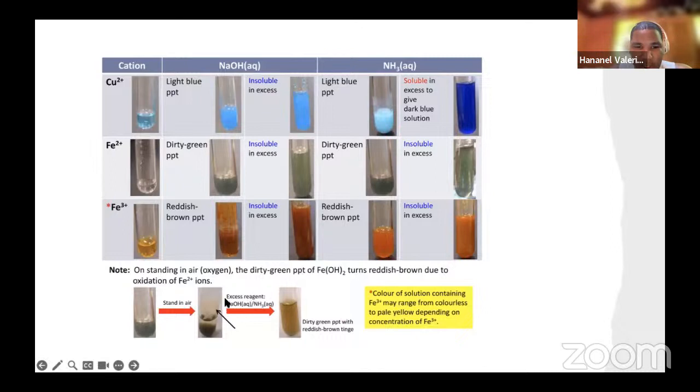If it oxidizes, and if they tell you it oxidizes in the exam, then you have to remember it's iron 2, because iron 3 is not going to oxidize to anything. So that will be the test between them. So by far the easiest is copper, because copper is one color all by itself. But we have to be very careful when you're doing these reactions.